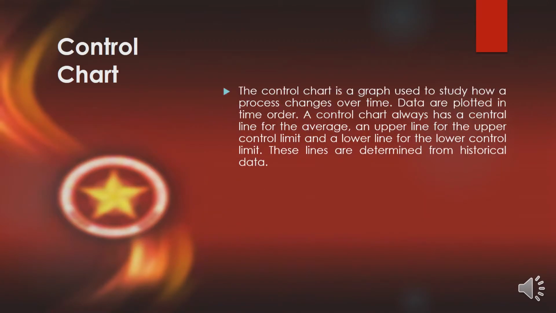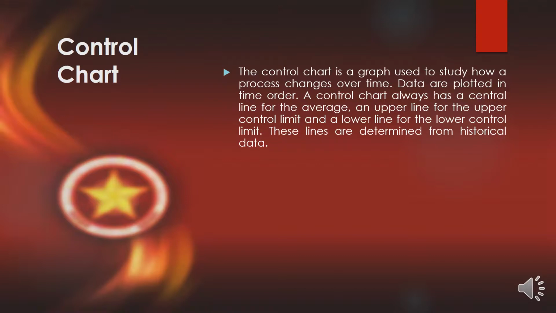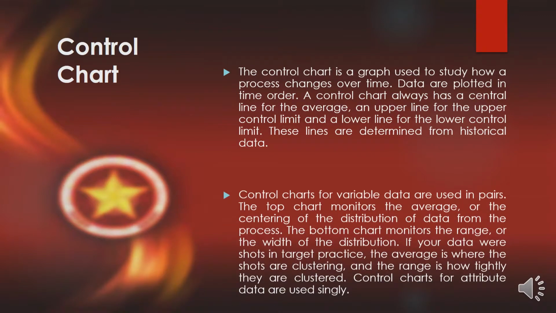Control chart. The control chart is a graph used to study how a process changes over time. Data are plotted in time order. A control chart always has a central line of the average, an upper line for the upper control limit, and a lower line for the lower control limit. These lines are determined from historical data.